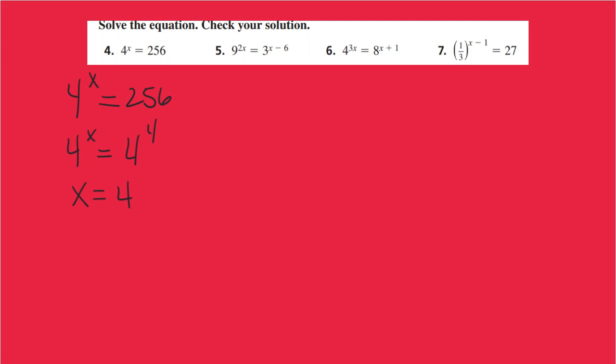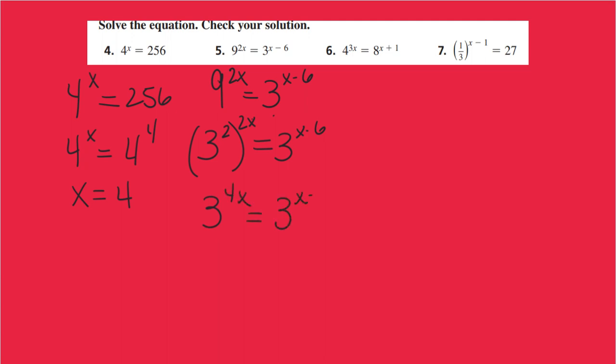Number 5, I'm going to have 9 to the power of 2x equals 3 to the power of x minus 6. I can keep that 3 as my base because I know that 3 to the power of 2 gives me 9, over power of 2x equals 3 to the power of x minus 6. I'm going to simplify, which gives me 3 to the power of 4x equals 3 to the power of x minus 6.